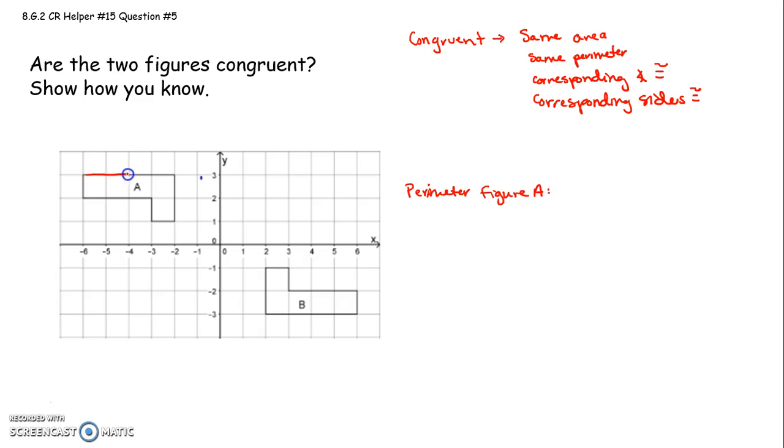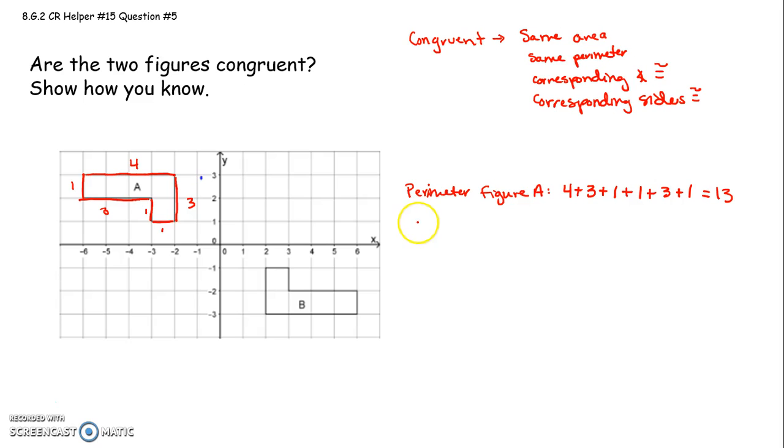This is 1, 2, 3, 4 units. This is 1, 2, 3 units. That's 1 unit, 1 unit, 1, 2, 3 units, and 1 unit. So to find the perimeter of figure A, I just do 4 plus 3 plus 1 plus 1 plus 3 plus 1. 4 and 3 is 7, 8, 9, 9 and 3 is 12, and 1 more is 13.